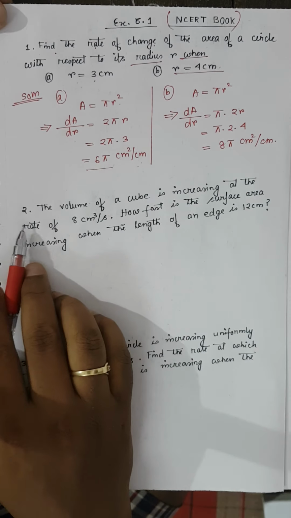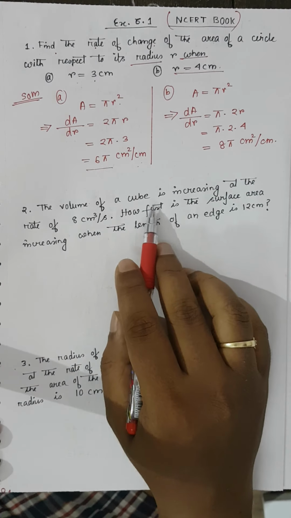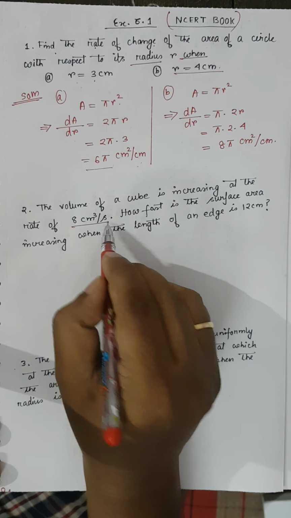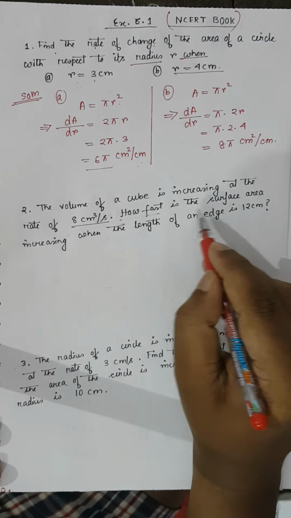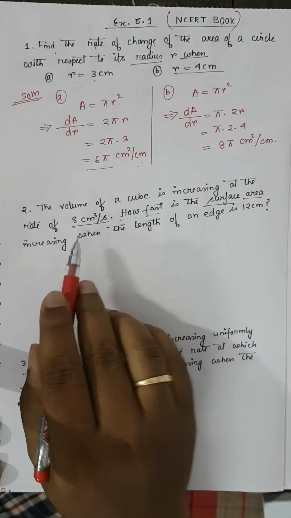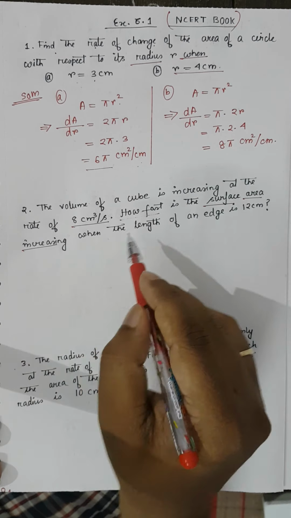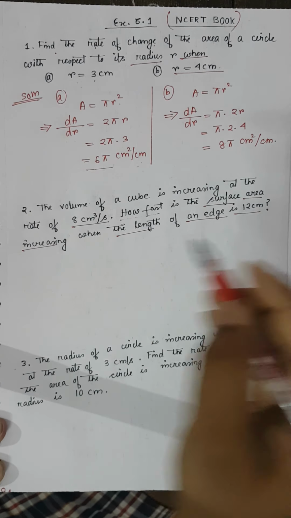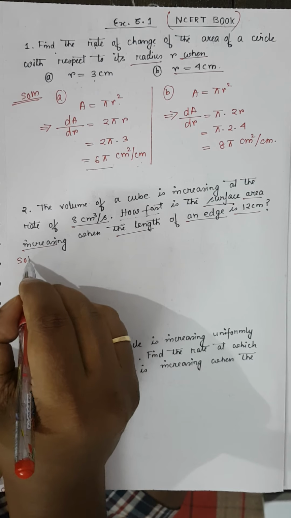Now question number 2. The volume of a cube is increasing at the rate of 8 centimeter cube per second. How fast is the surface area of the cube increasing when the length of an edge is 12 centimeter? This is a very simple question.